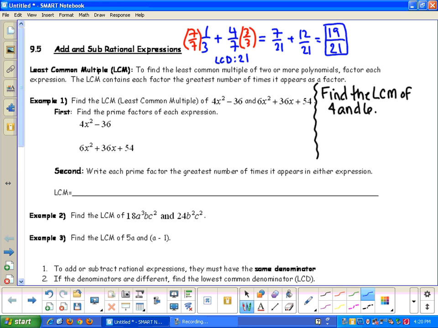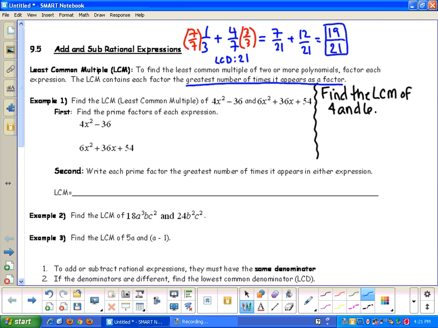So the first thing that we need to do is figure out how to find your least common denominator, and we're going to do that by practicing by finding the least common multiple first. To find the least common multiple of 2 or more polynomials, factor each expression. The least common multiple contains each factor the greatest number of times it appears in the factorizations. And then you're going to multiply those together.